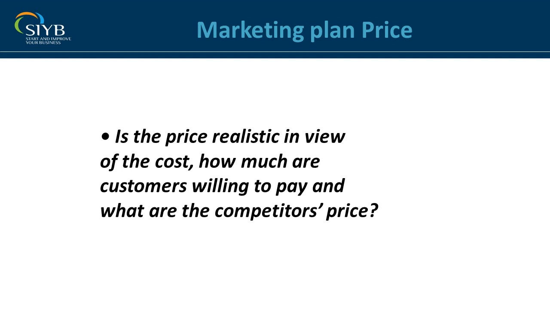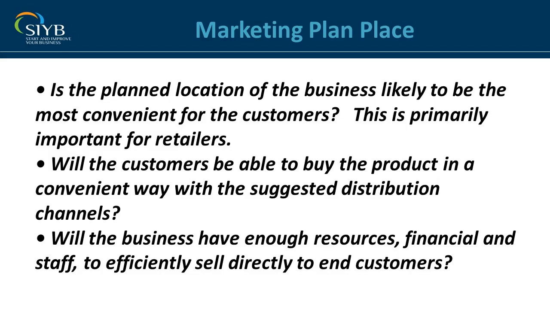Now again about the 7 P's. So the location of the business: is it convenient? How can we reach the customer easier? What else? Whether the customer will be able to buy the product in a convenient way, for example online purchasing is better. Will the business have enough resources, financial and staff, to efficiently sell directly to end customers? So whether you're going to sell wholesale or market directly to the customers.